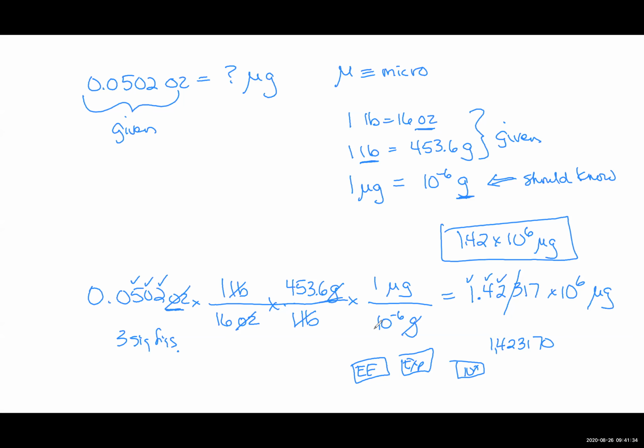Your calculator will always multiply and divide first immediately upon entering because it knows the order of operations. Okay, so that's one problem.